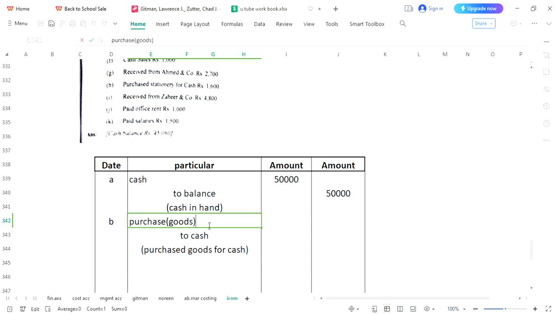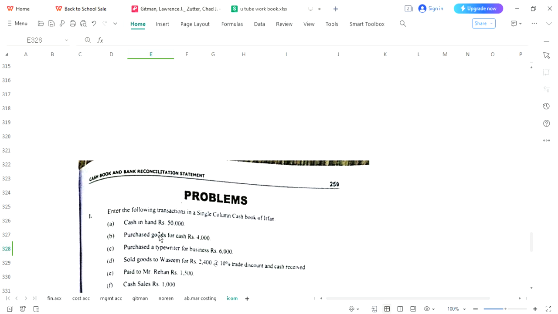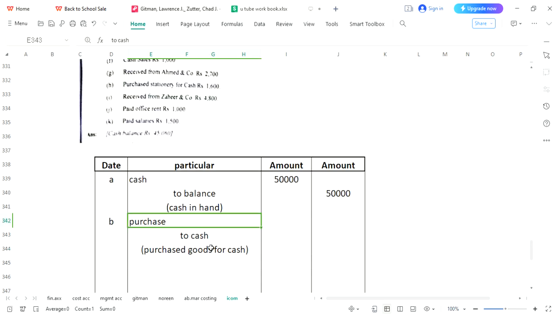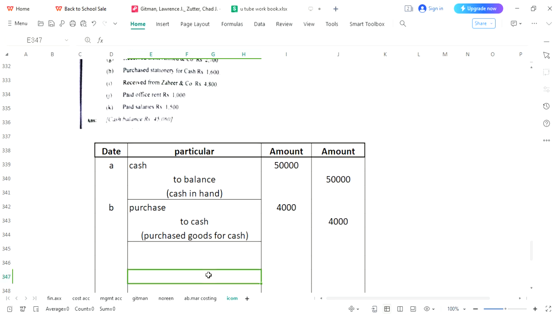Here, if you want to erase this word goods, you can erase it, or you can keep it for your memory. In this way, our entry has been completed, purchase to cash. Now we will see in B entry, the amount was 4,000. So you will put 4,000 over here, and the same amount 4,000 would be posted on the credit side. And after writing the narration, we would like to close it by putting an ending line. Alright guys, two entries are completed.